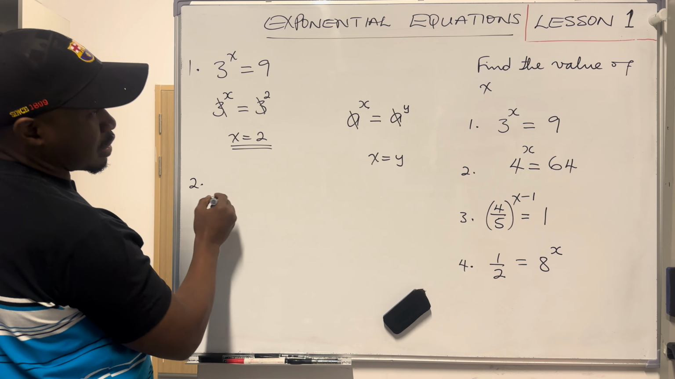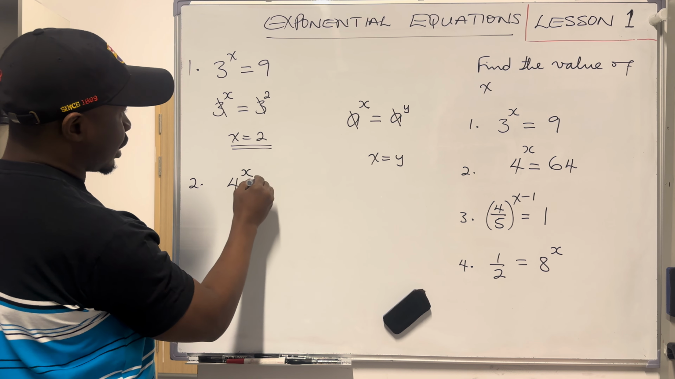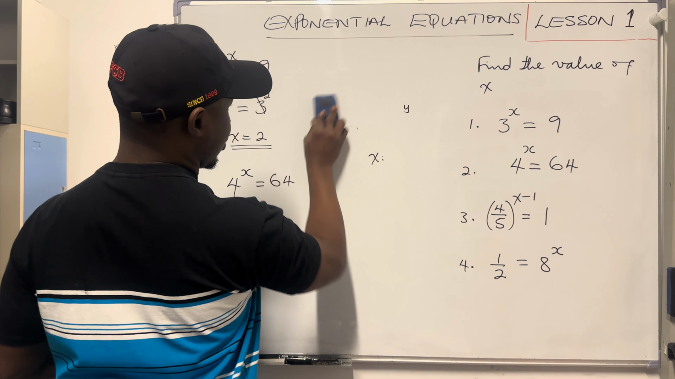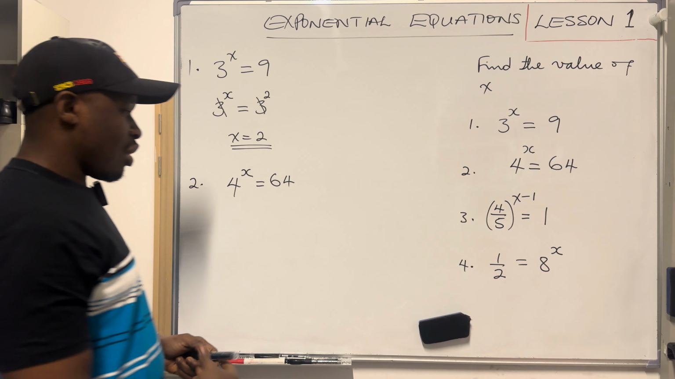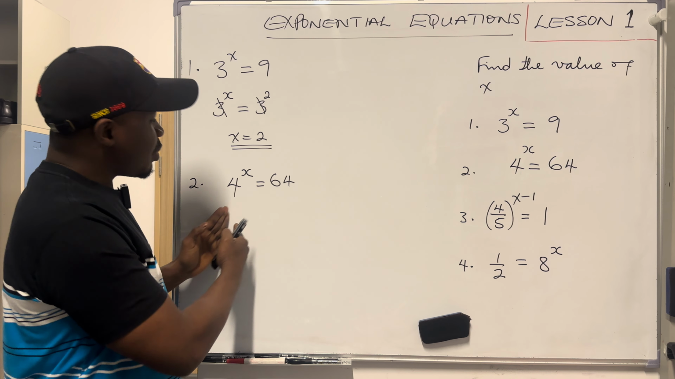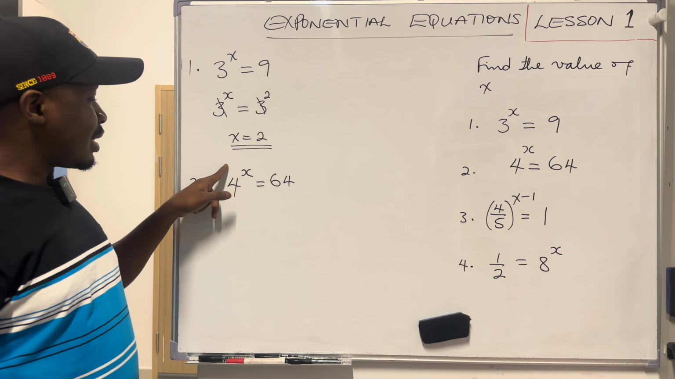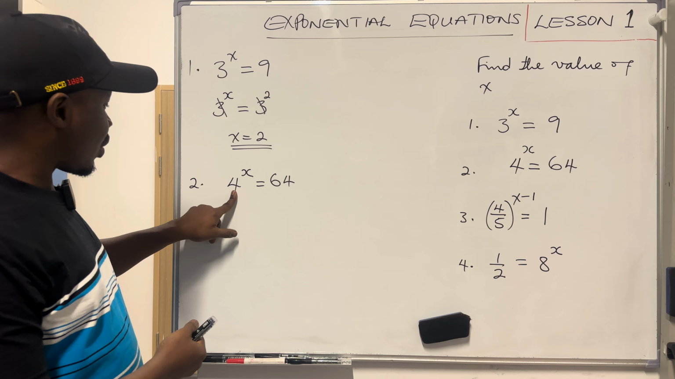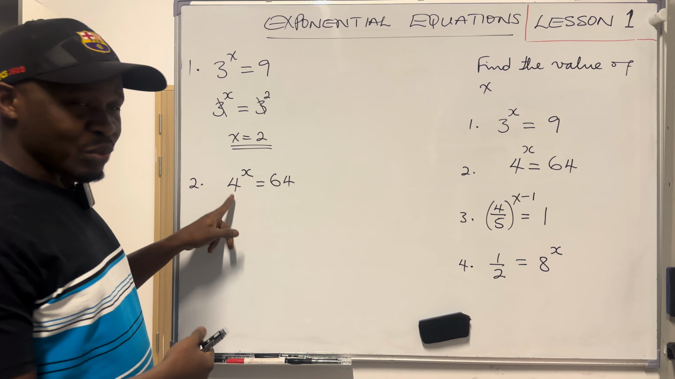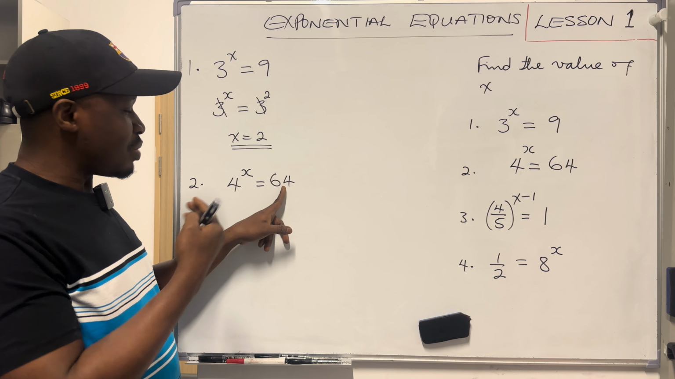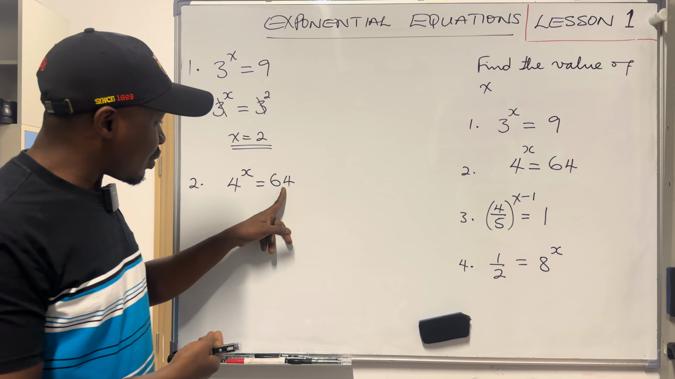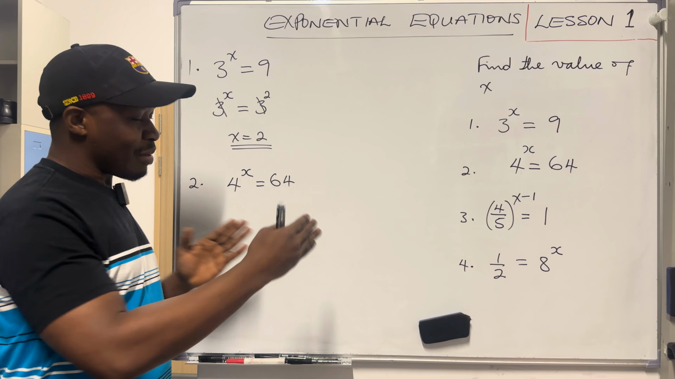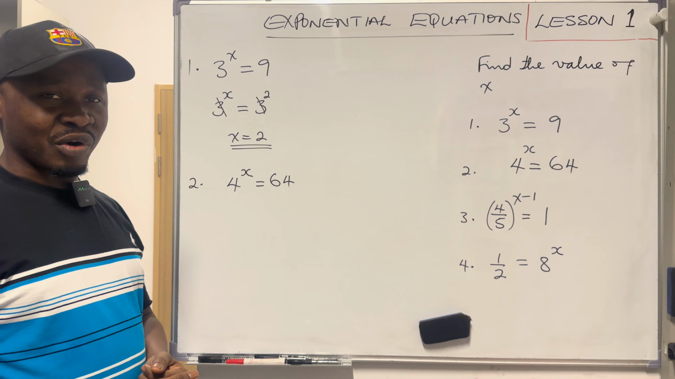The second one says 4 to the power x equal to 64. One term equals one term, but the power is where the unknown lies. So what we want to do is to make sure that we have the same base. This base we have here is 4, so we want to get the same base 4 here. Or if you think you cannot get base 4 here, you can manipulate in order to have equal bases. No problem, it is still all right.